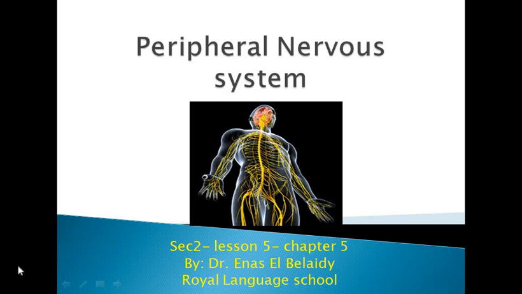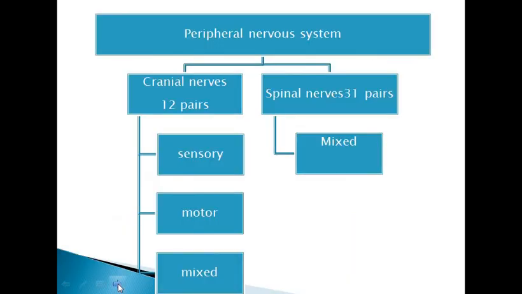The peripheral nervous system connects the central nervous system with all parts of the body. It is considered a network of nerves which consists of two main parts: cranial nerves that arise from the brain and spinal nerves that arise from the spinal cord.